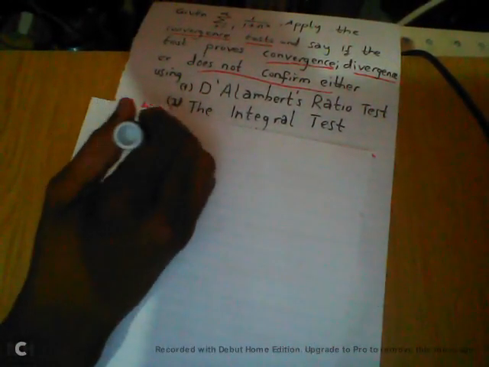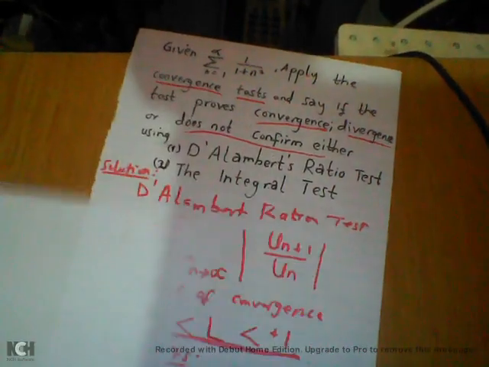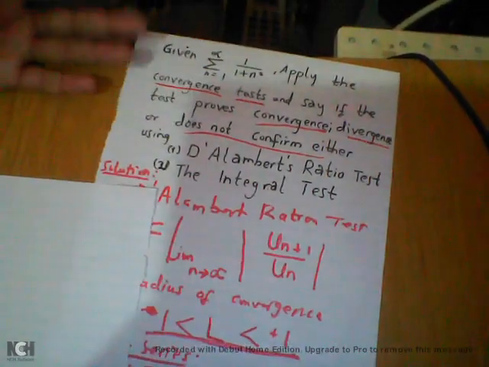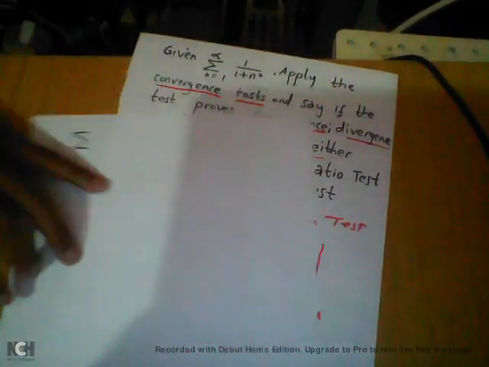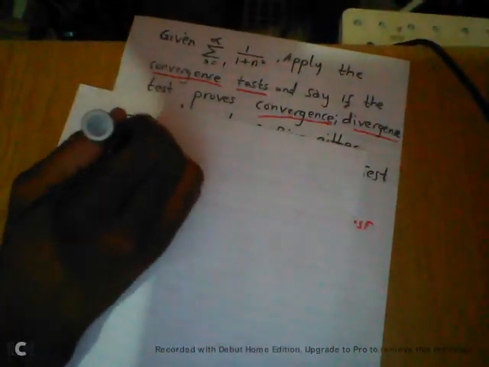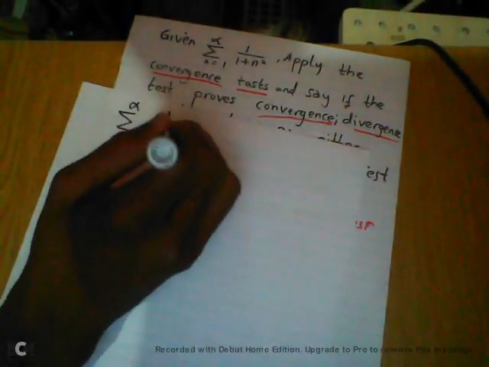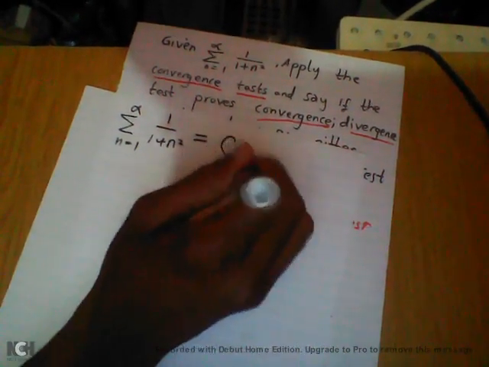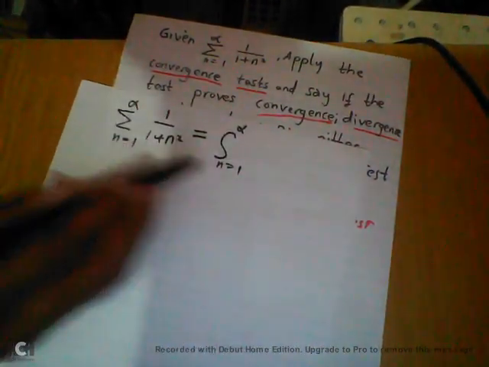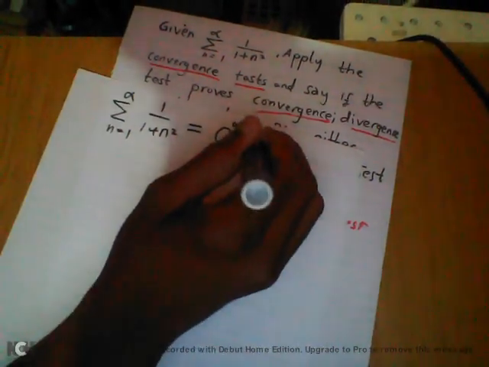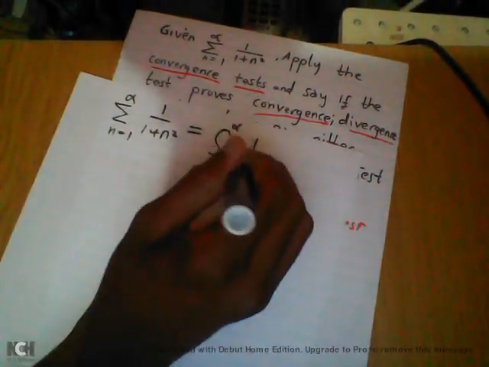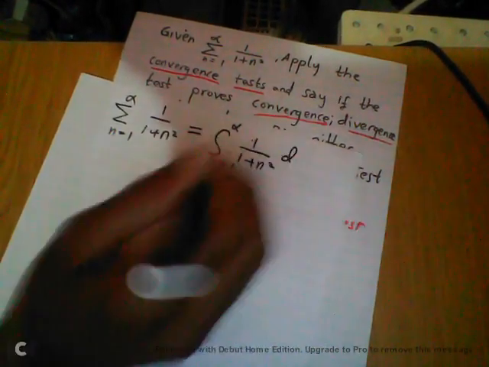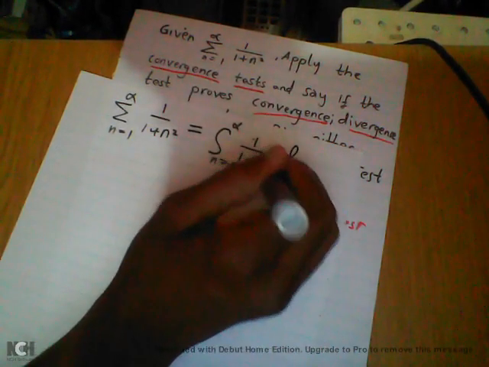Given from the question, the term is equal to 1 over n squared. Since the ratio test does not confirm either way, let's go for the integral test. If somebody gives you the sum from n equal to 1 of 1 over n squared, this is the same as writing the integral with limits from 1 to infinity of 1 over x squared dx.